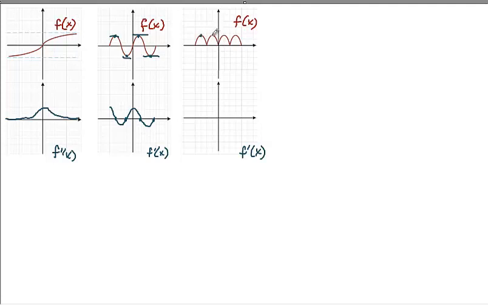Let me get my zeros here. This looks like the absolute value of a sine, doesn't it? Because this bump has just been flipped up. So I got a zero here, here, there, and there. I've already drawn this part. I know what that does. It's increasing and then gets slower, so it does the same kind of deal as this.